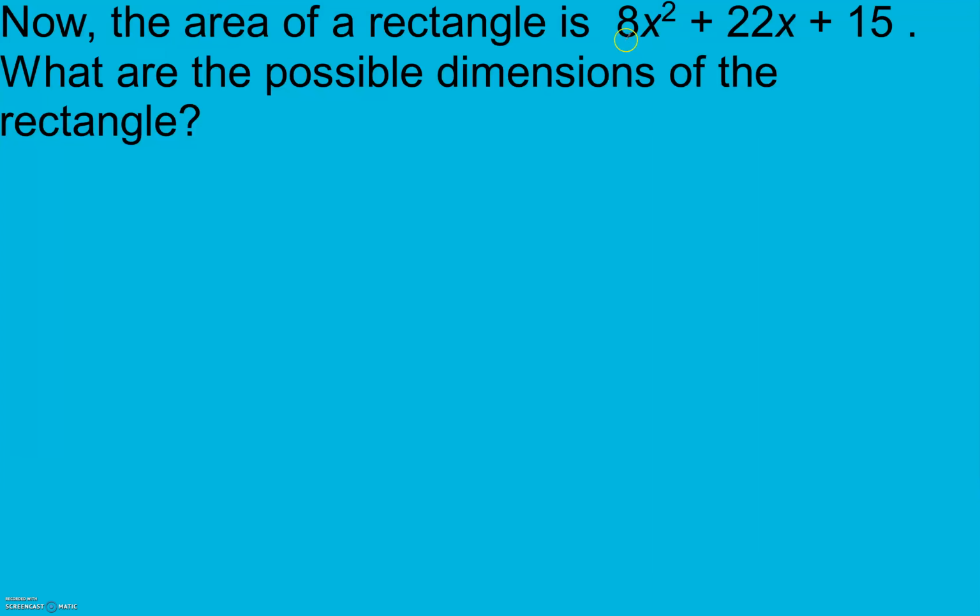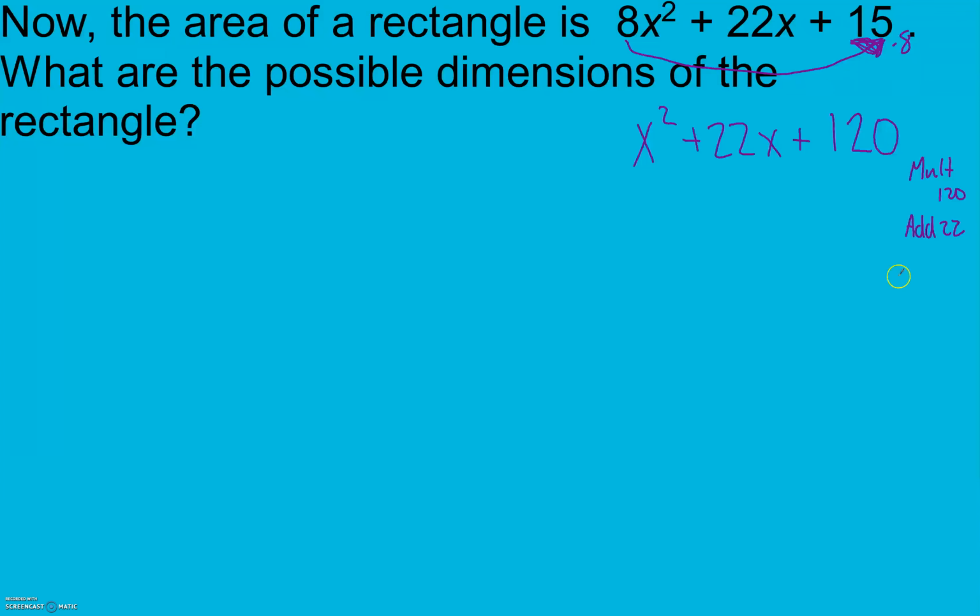My first step is going to be to swing. Okay, I'm going to move that 8 to the back as multiplication. Now, I'm going to factor. I'm going to multiply to 120 and add to 22.